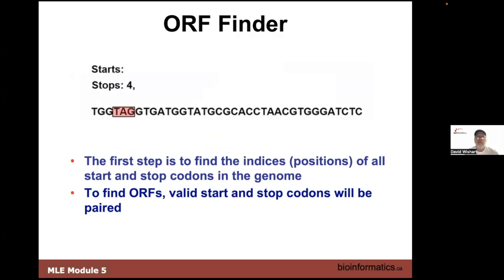So here's a little animation where we're going through a DNA segment of about 40 bases. We're sliding along three bases at a time, or one base with a codon search, and determining whether something is a start codon. If there's an ATG, that's a start. Then we slide along a little bit further, and this one's a stop. Each time we find one, we add a number to our list of starts and stops.